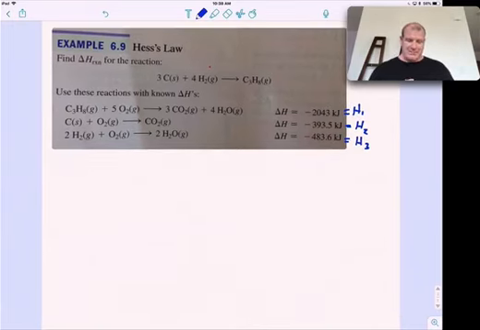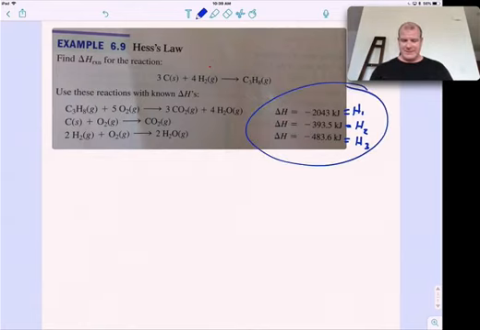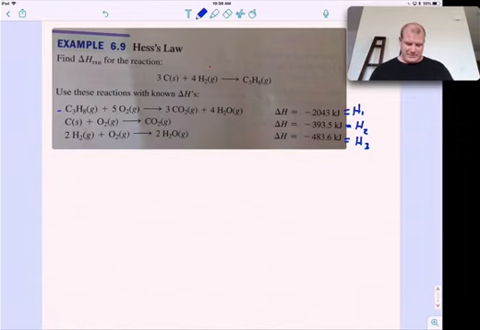But when I do these, first of all, I take these numbers and I assign them values. And then I put all the reactants on the left and all the products on the right. So the first equation here, what I do is I'm going to flip it because I know that the C3H8 is on the right. So I'm going to flip it.